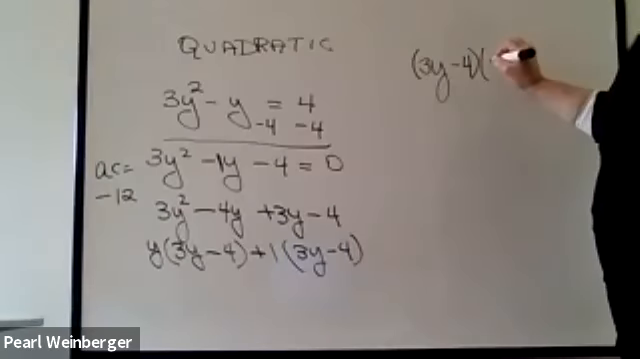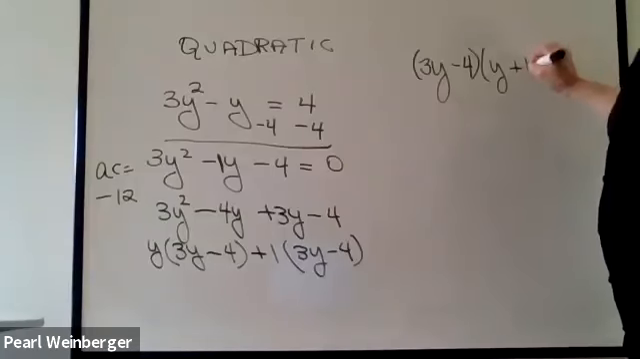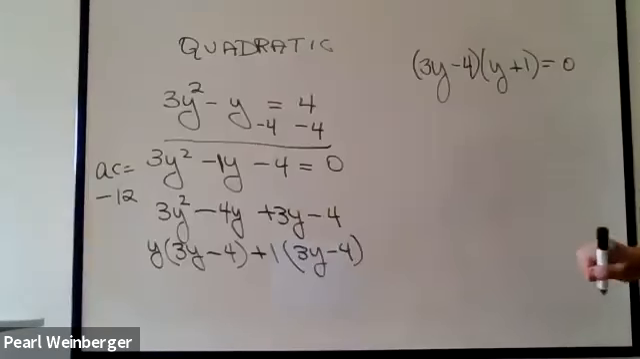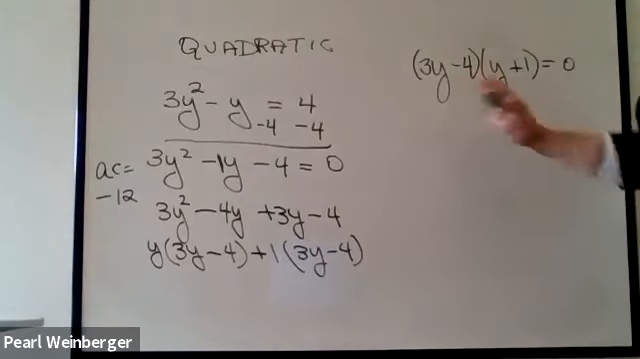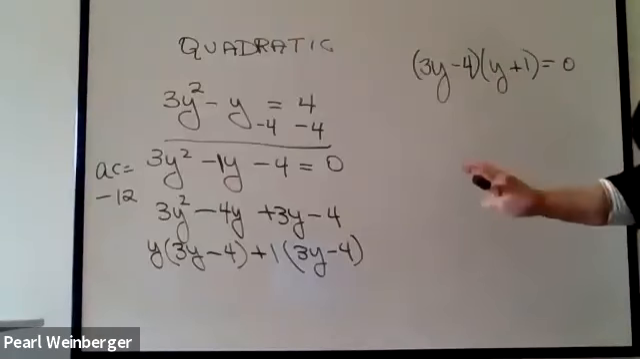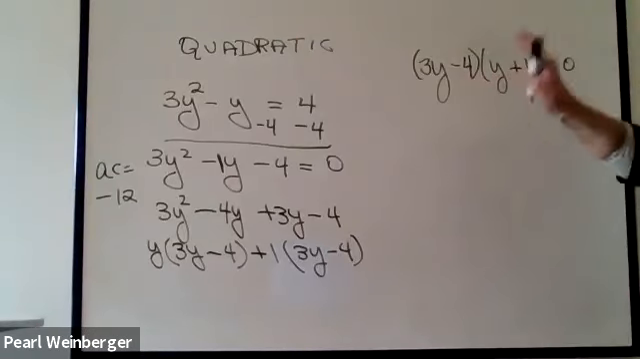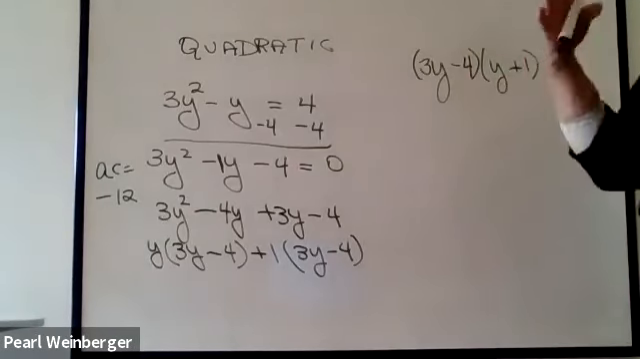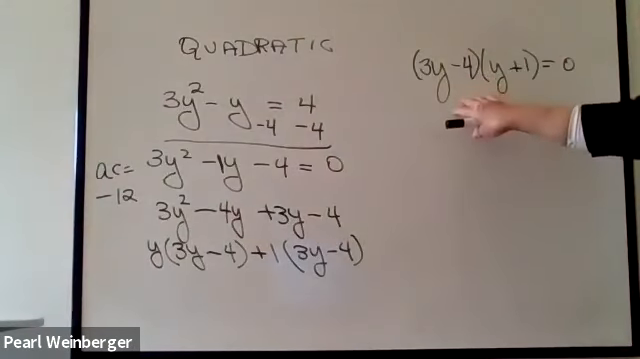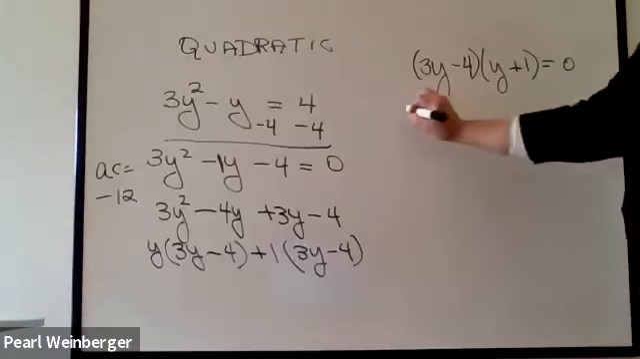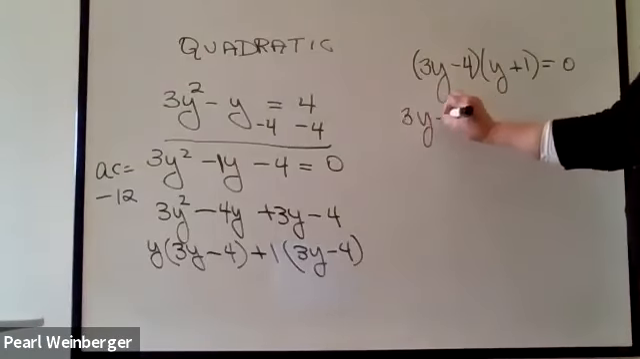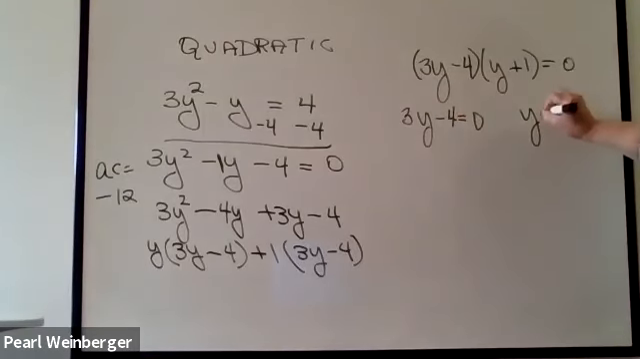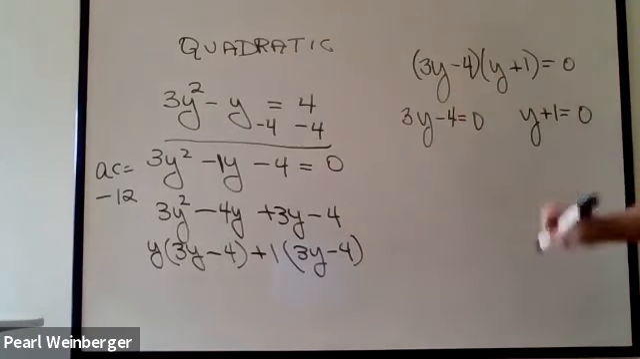And the other factor, the numbers that are on the outside, are the y plus 1. Now I'm going back and I'm putting this equal to 0 because this whole thing was equal to 0. I know I don't stop here. This is not a factoring question. This is a quadratic equation. We have to get a final answer for our variable. So what I do now is I separate it. I take the 3y minus 4 and set it equal to 0, and I take the y plus 1 and set that equal to 0.